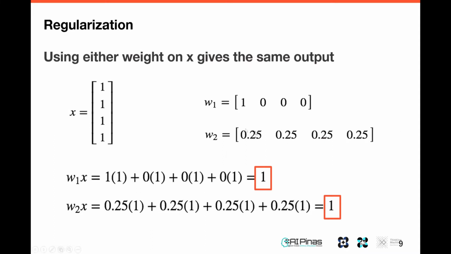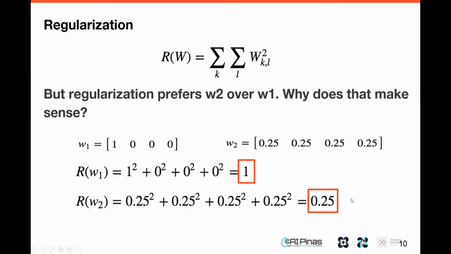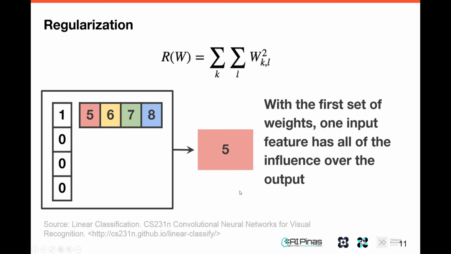Using these values X and these values W, we calculate W1X, it has the score of 1. W2X has also a score of 1, so they're equally good. But regularization would tell us to prefer W2 over W1. Run this calculation. The regularization score of W1 is 1 squared, 1. Regularization of W2 is 0.25 squared plus 0.25 squared, repeated, which gives 0.25. And now remember, this is a loss function, so the smaller this is, the better. So W2 is preferred.